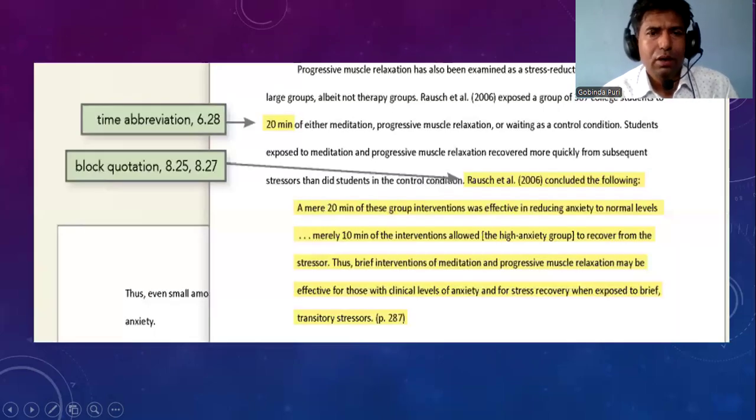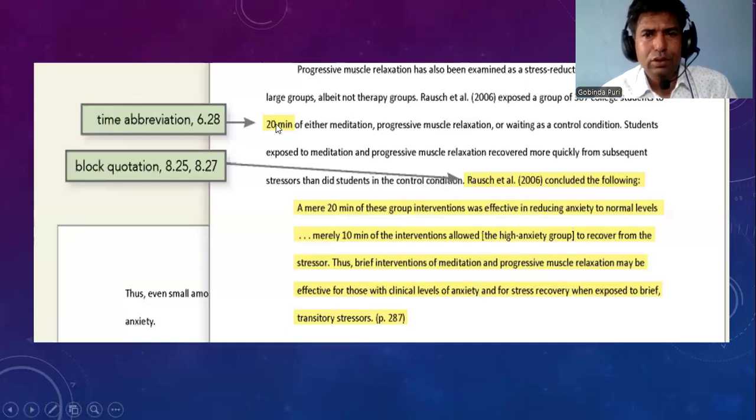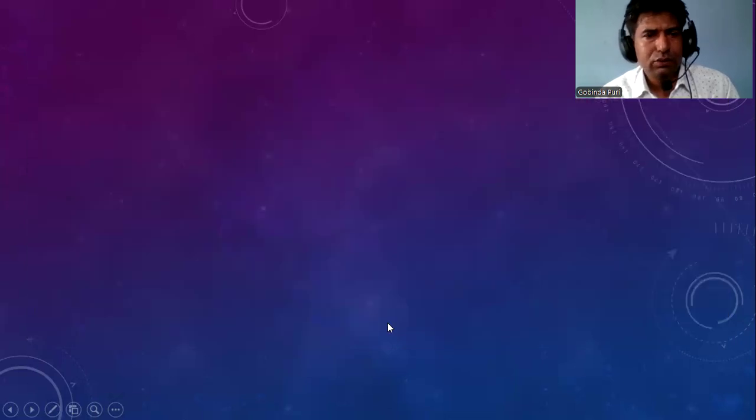Look at here. If you want to give a time abbreviation, 20 min, we don't do anything else, only give minutes. Block quotation goes like this way. Block quotation always goes 0.5 inch right inside, indented, let's say hanging. It goes like this way, and the page number can be given in such a way.